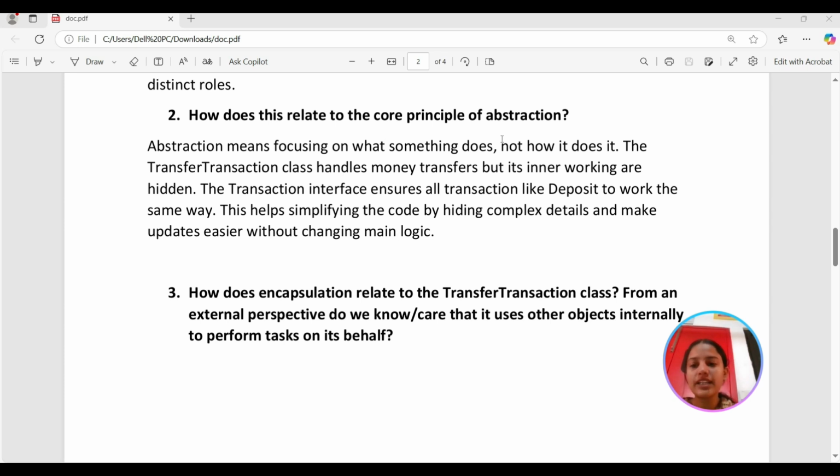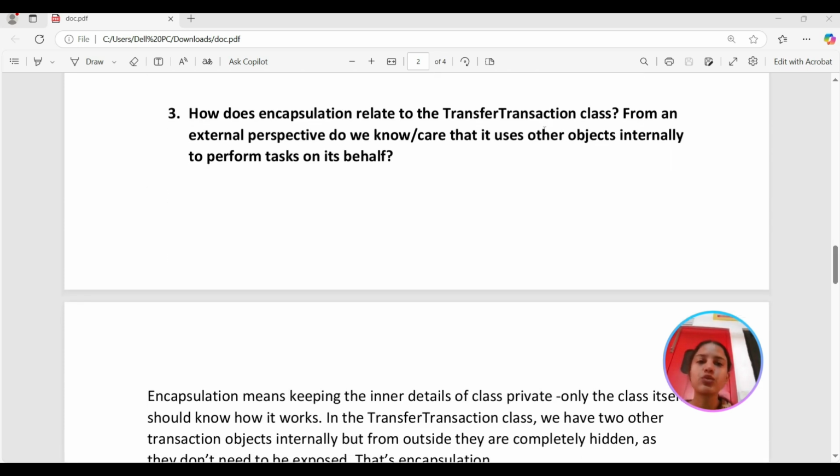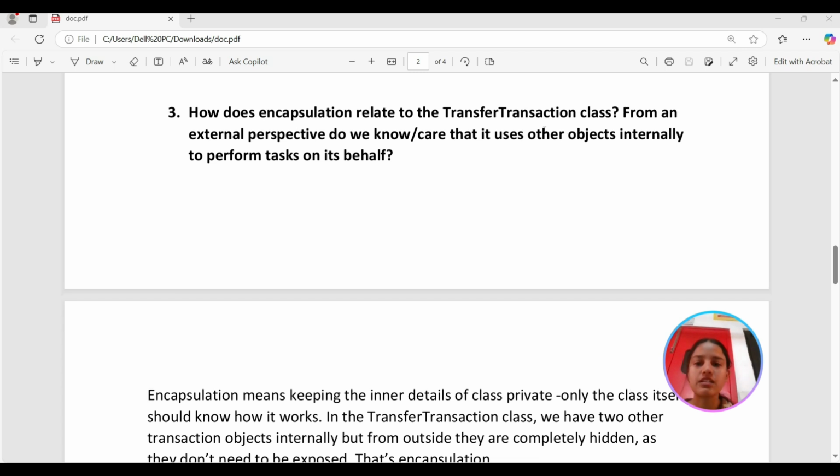If we look at the transfer transaction class, or the transfer transaction object, it knows how to do the execute function, but it doesn't know the inner workings of the transaction. All the things are hidden from the user. It just knows how to execute it and it makes the money transfer. That's all that matters.